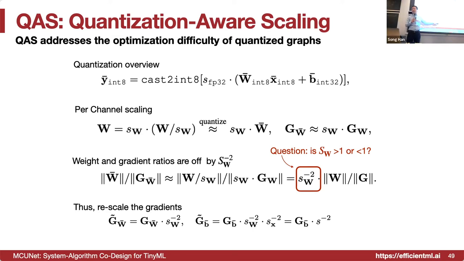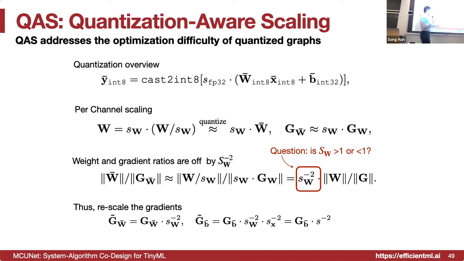To test your understanding of these equations, is GW hat larger or the rescaled GW hat larger? Yes, the rescaled one is larger, right? So that we no longer have such a small gradient, but we rescale it to make it larger, so that the updated gradient is comparable to the absolute value of the original weight.